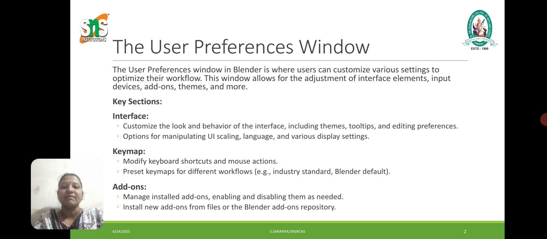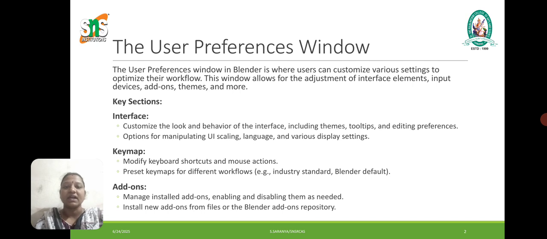The next is key map. The default shortcuts and mouse actions are already aligned to the Blender screen, but whenever we need to modify those options, we can use the key map option. By presetting the key maps in different workflows, the industry standard and Blender default, we can use it. Otherwise, we can change the preset option and modify the keyboard shortcuts and mouse actions.